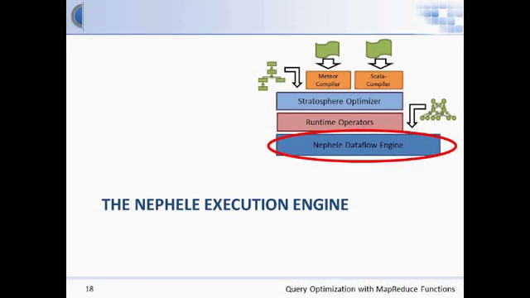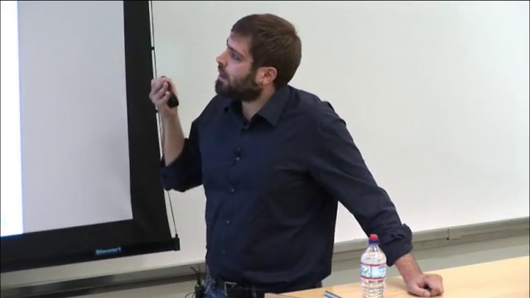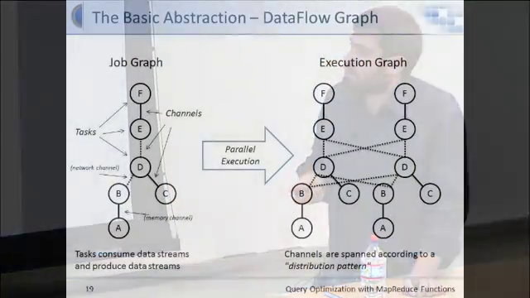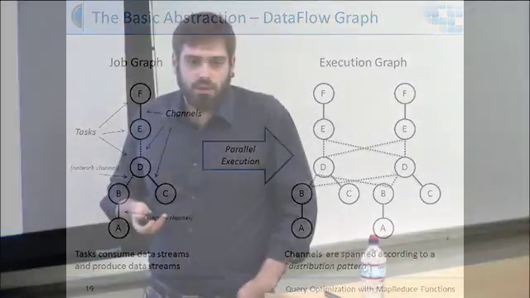Now, these PACT programs passing through the optimizer create a parallel plan that is given to the Nephele data flow engine. This looks like a DAG of tasks that are connected by channels. We have 3 kinds of channels: in-memory channels, network channels, and materialization channels. That allows for pipelining, so you don't always have to materialize data and then read it from disk again. This gets spanned to a parallel program depending on the degree of parallelism and so on, and is executed in a cluster.